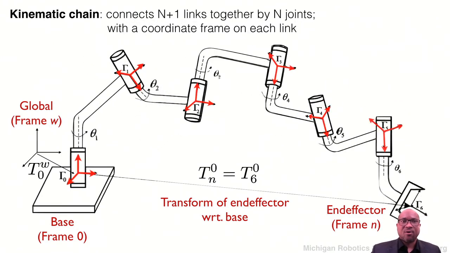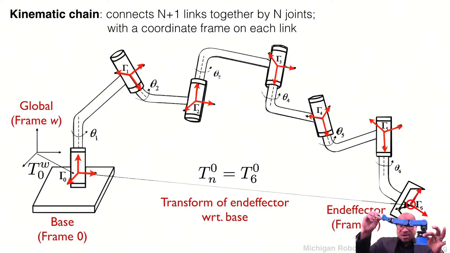This is a particular type of robot where we have n plus one links that are connected by n joints, and then we're going to put a coordinate frame on each of those links. So coming back to our Rex arm right here, you'll note that this is an open chain robot.